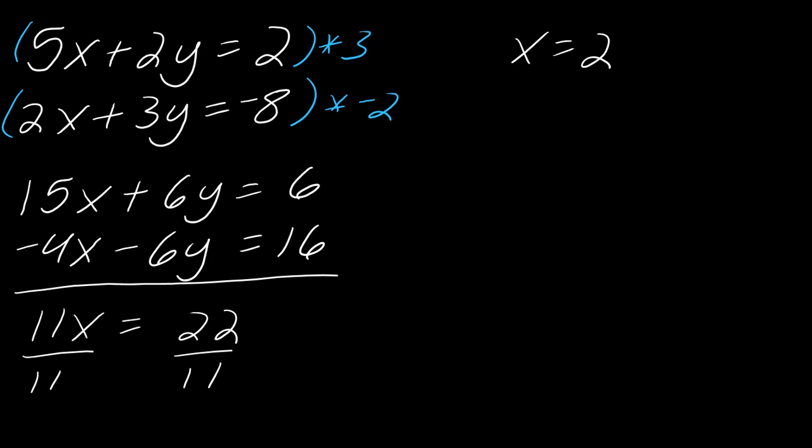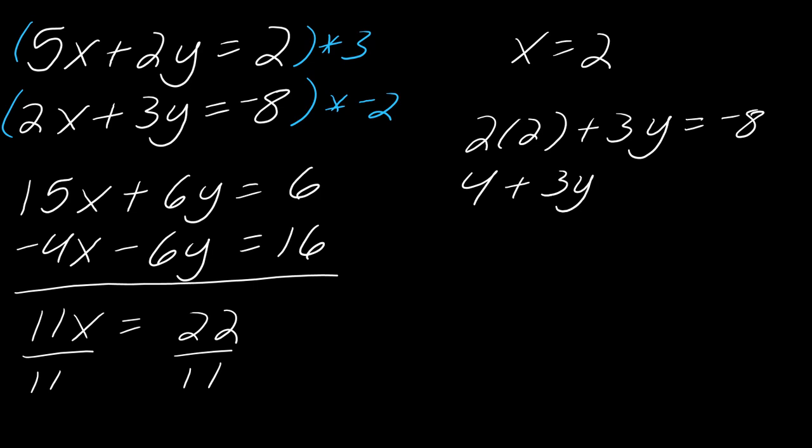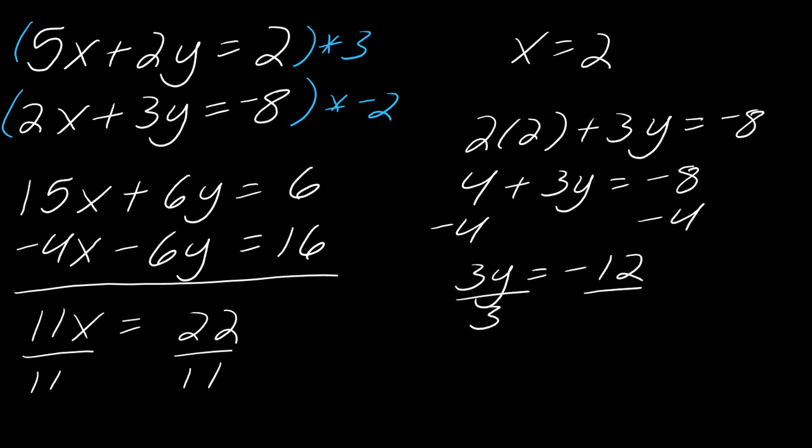So now I can plug that back into either equation. So I get 2 times 2 plus 3y will equal -8. So this is 4 plus 3y equals -8. Subtract the 4, and you get 3y equals -12. Divide both sides by 3 to get y equals -4. And so the point will be 2, -4.